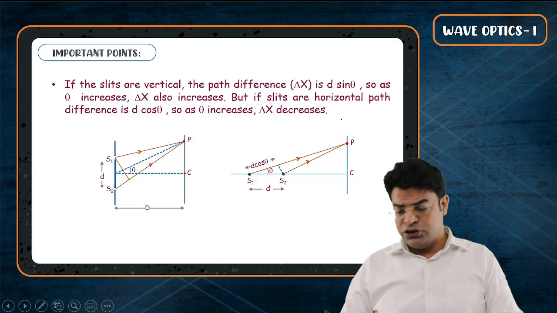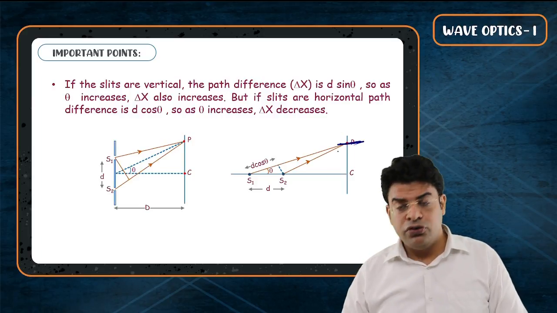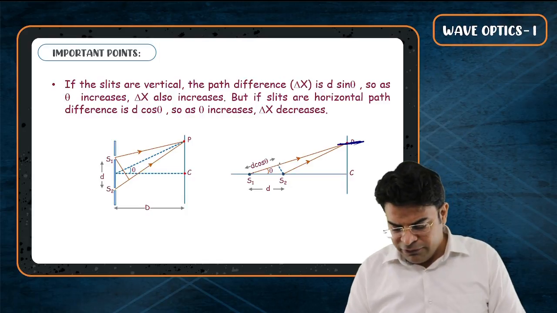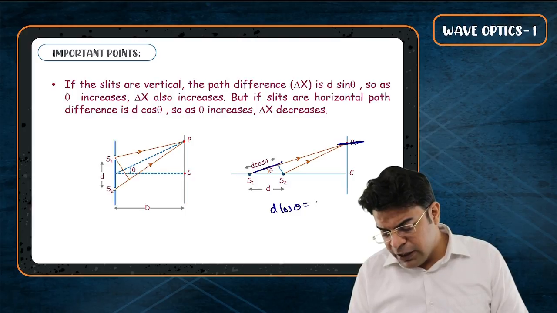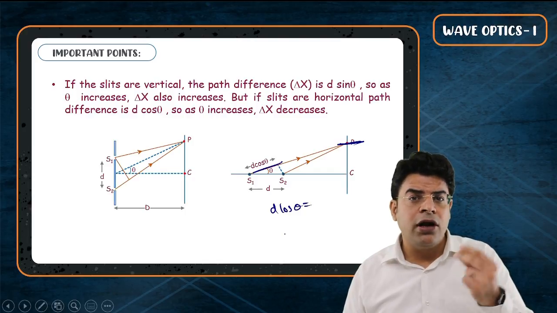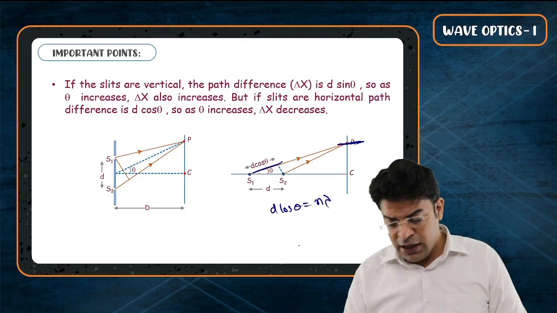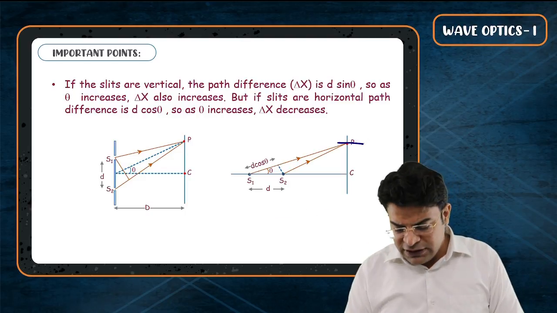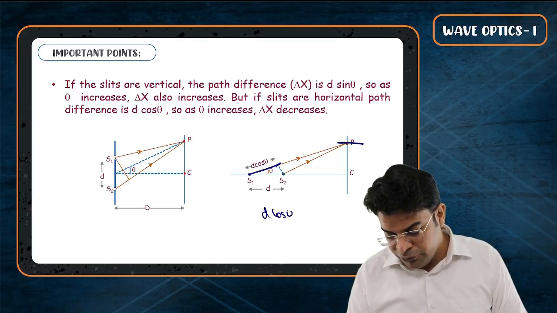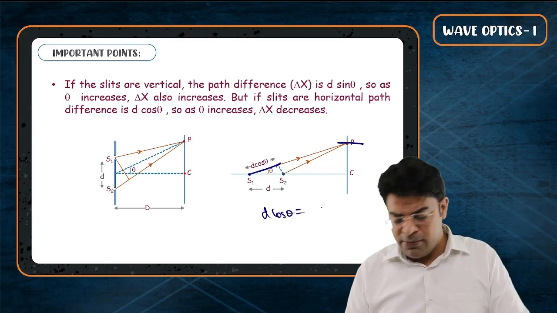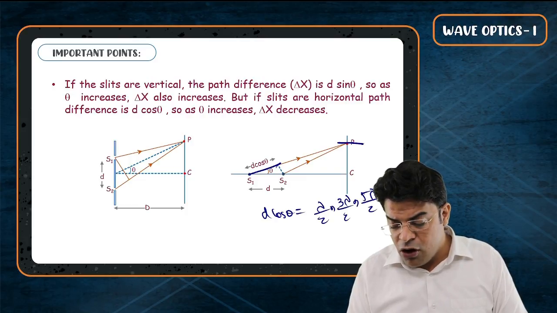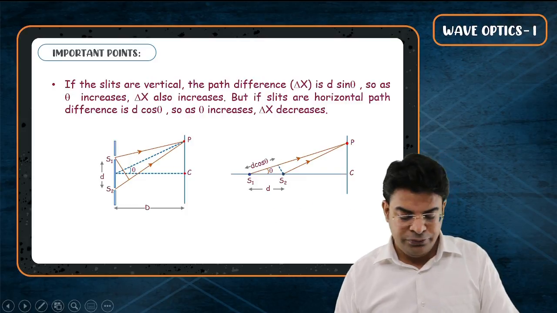Now if they ask you the condition to see a bright spot at P, you will say the path difference d cos theta should be equal to n lambda: 0, lambda, 2 lambda, 3 lambda and so on. If they ask you the condition to see a dark spot at P, you will say the path difference d cos theta should be lambda by 2, 3 lambda by 2, 5 lambda by 2, that is, an odd multiple of lambda by 2.